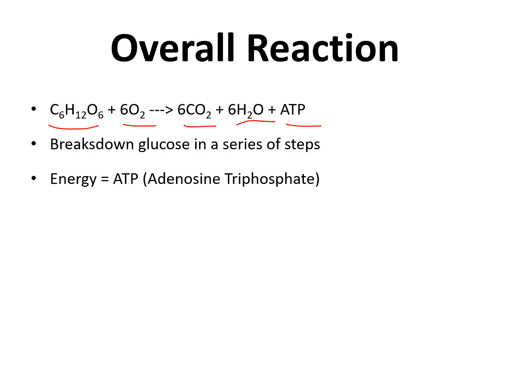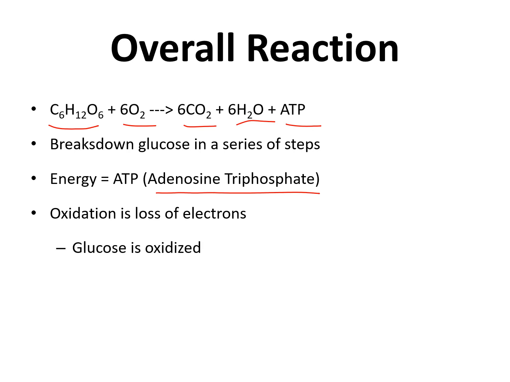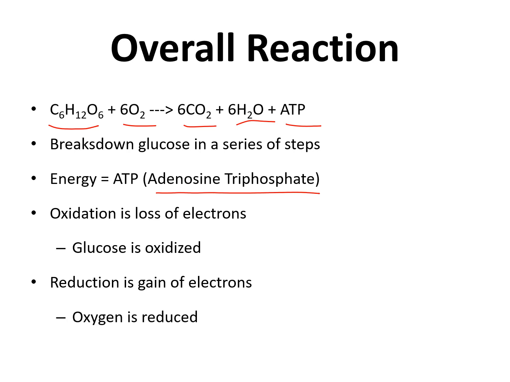ATP stands for adenosine triphosphate, and this is the molecule of usable energy for the cell. And remember from photosynthesis that oxidation is the loss of electrons, the loss of hydrogens, and in cellular respiration, glucose is being oxidized. Reduction is the opposite of oxidation. Reduction is the gain of electrons, the gain of hydrogens, and oxygen is being reduced in cellular respiration.